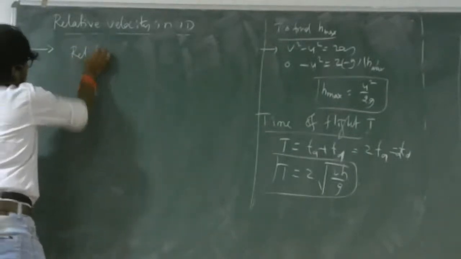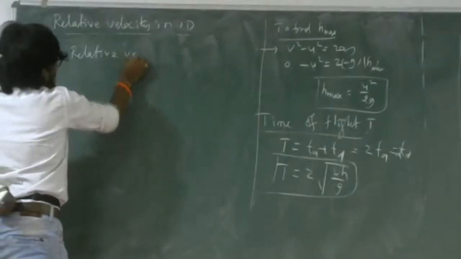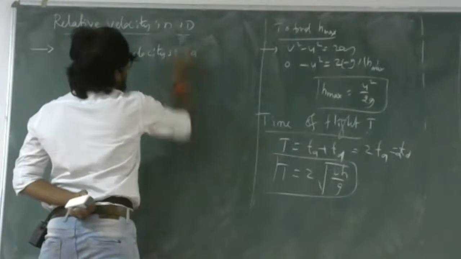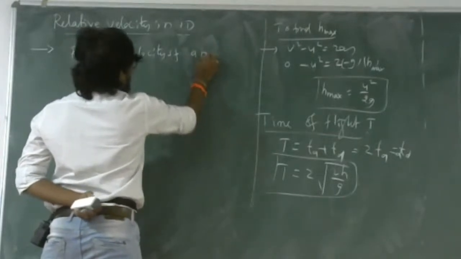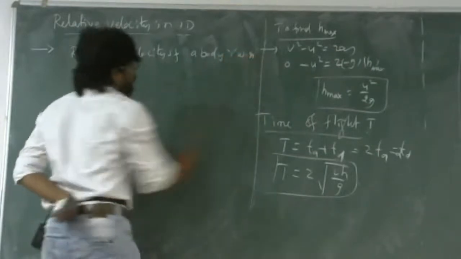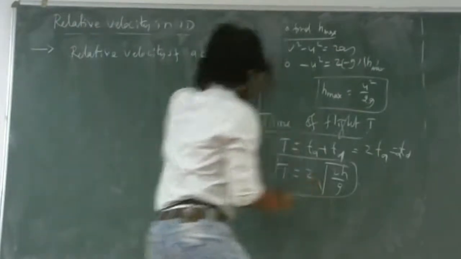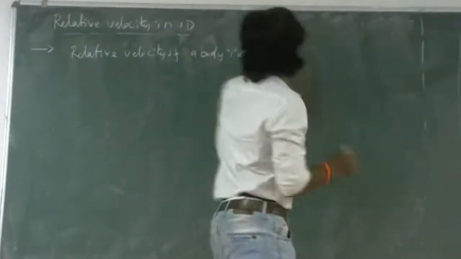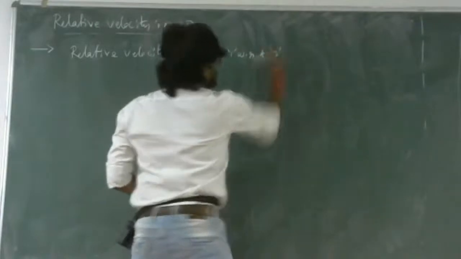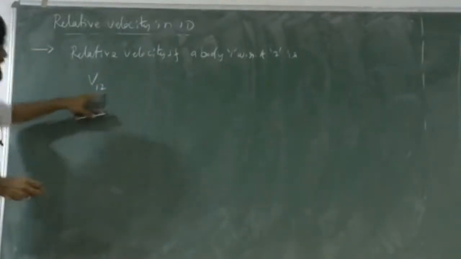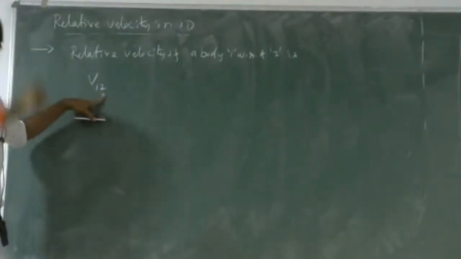Relative velocity of a body. Relative velocity of a body one with respect to 2 means you have two bodies, first body and second body. With respect to 2 is represented as V12, velocity of 1 with respect to 2. We can also write it as velocity of body A with respect to B.